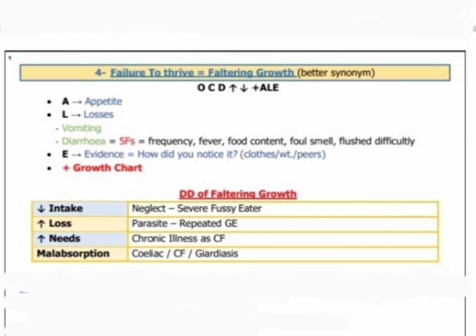Sometimes faltering growth is also associated with some syndrome, which we keep in mind. So these are the differential diagnoses of faltering growth. Number 1 is decreased intake, that is neglect or a severe fussy eater. Number 2 is increased loss, parasite or repeated gastroenteritis history. Number 3 is increased needs, that means any chronic illness such as cystic fibrosis, and malabsorption like celiac disease, cystic fibrosis and giardiasis. Thank you.